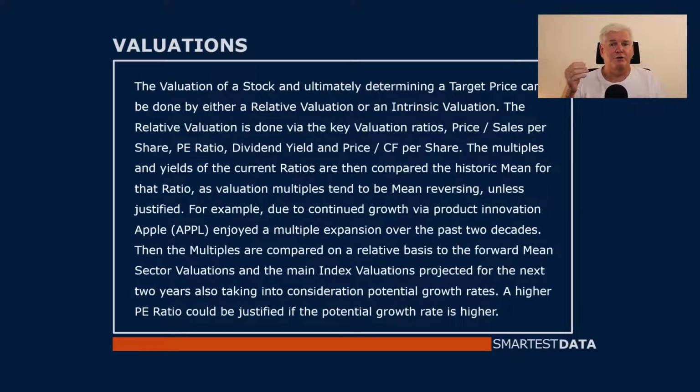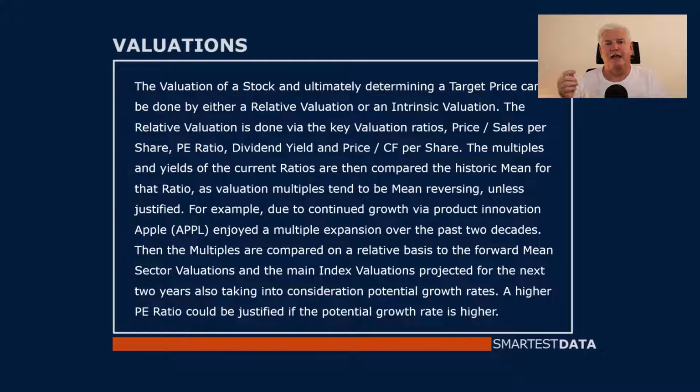The valuation of a stock and ultimately determining a target price can be done by either a relative valuation or an intrinsic valuation. The relative valuation is done via the key valuation ratios: price divided by sales per share, PE ratio, dividend yield, and price divided by cash flow per share.